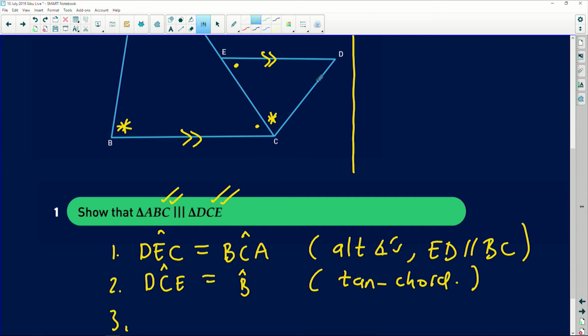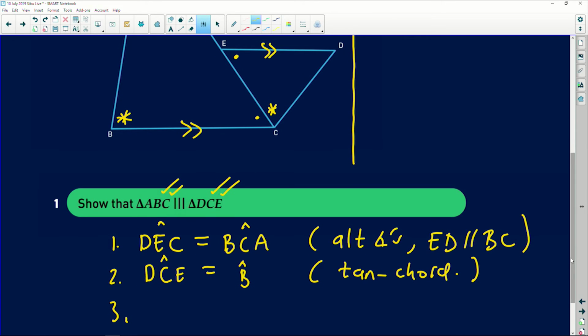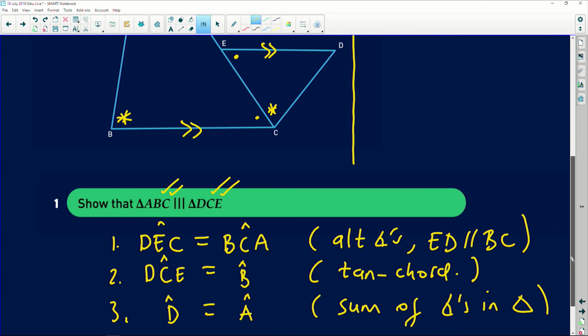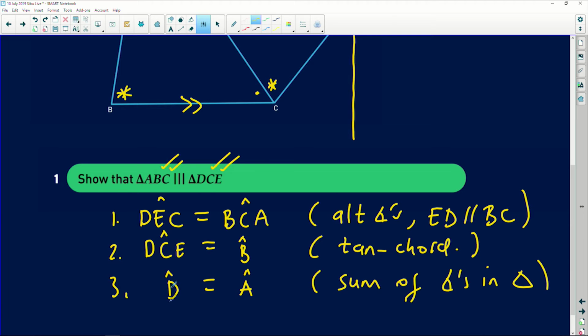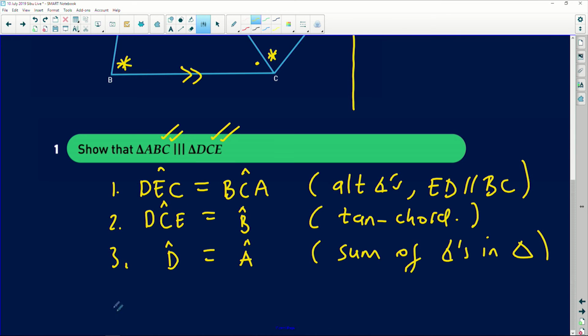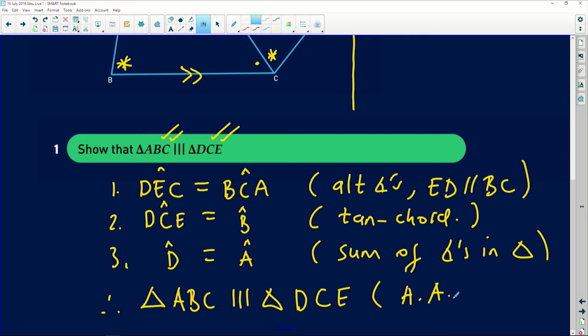That point D there, which is letter D, I can now say angle D is also equal to the third one, which is angle A, and this is because of the sum of angles in a triangle. Sum of angles in a triangle add up to 180. So if two angles are equal, the third one will automatically be equal. Therefore, the conclusion is that triangle ABC will be similar to triangle DCE, and the reason is angle, angle, angle.